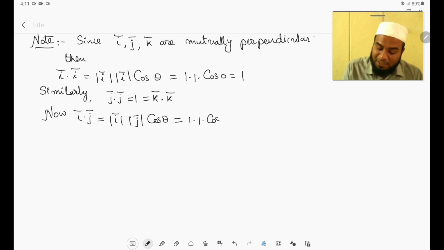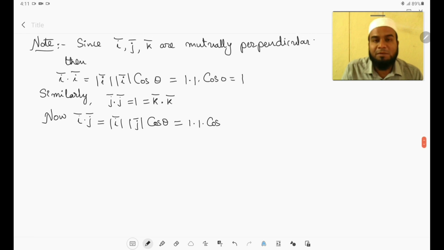cos theta, and because these vectors are mutually perpendicular, the angle between i bar and j bar will be 90 degrees, that is pi by 2. So cos pi by 2, which is nothing but 1 into 1 into cos pi by 2. Cos 90 value is 0. So therefore we are getting i bar dot j bar as 0.